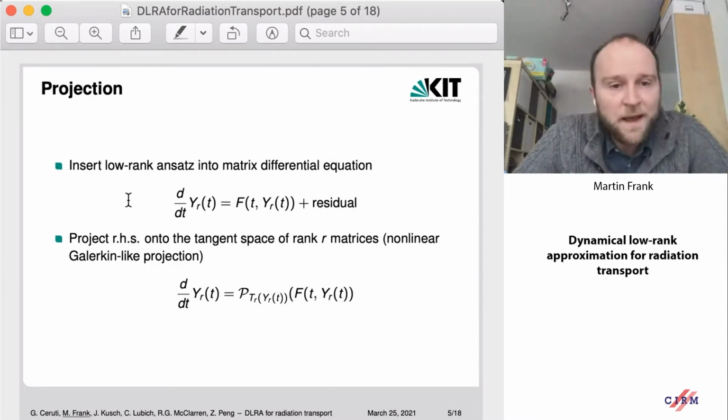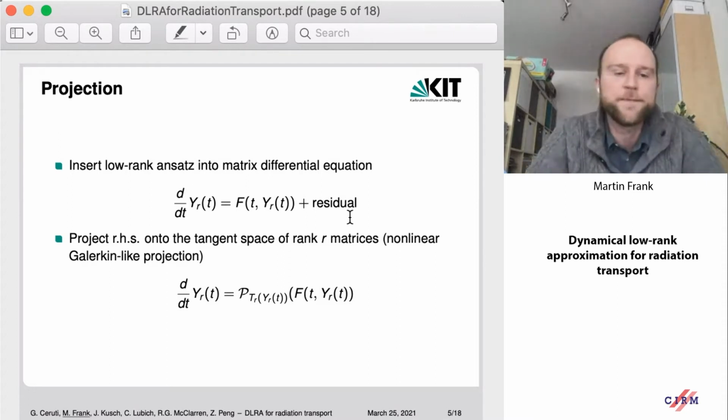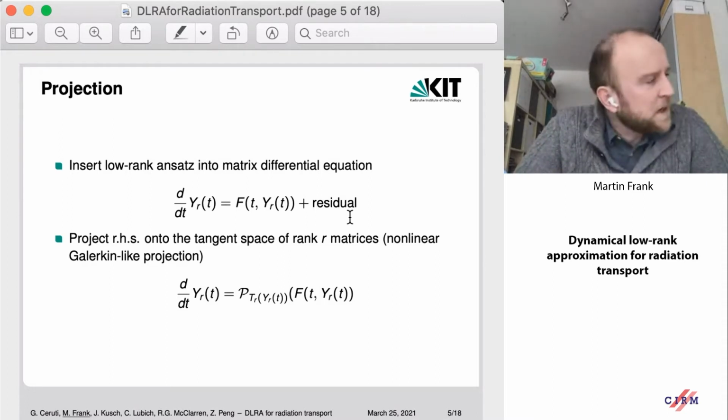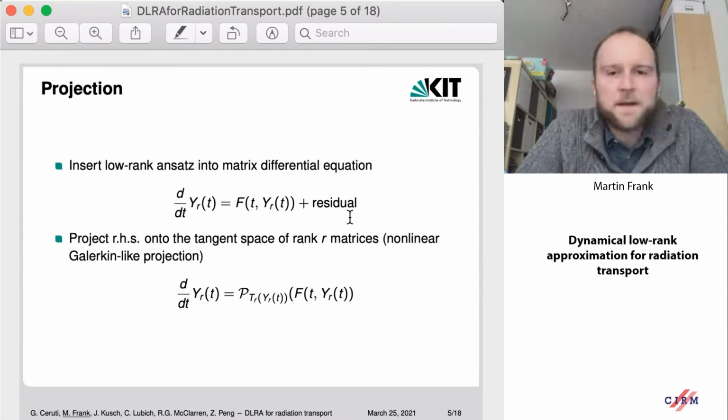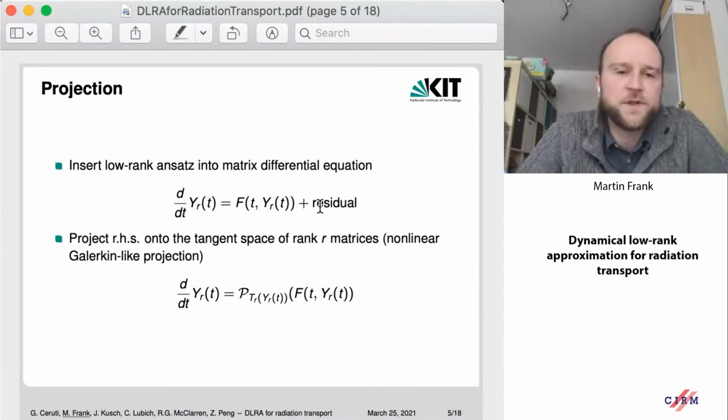Obviously, this truncated or approximated low rank approximation will not satisfy the equation anymore. Right? If I insert it, I will end up with something that's a residual, something non-zero. And now comes basically the trick of this dynamical low rank method. I do something that I also do in a Galerkin method, and I would explain it in such a way that this is now a nonlinear Galerkin projection. So in Galerkin, you would say the residual I demand is orthogonal to the ansatz space. That's a standard Galerkin thing that you do.